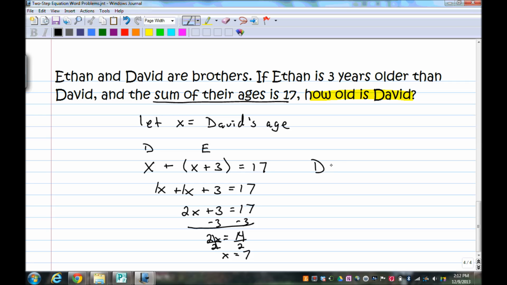So David is 7 years old. And then you see, all right, does it make sense? Well, Ethan is 3 years older. So that means that Ethan is 10. And the sum of their ages is 17. And it works.